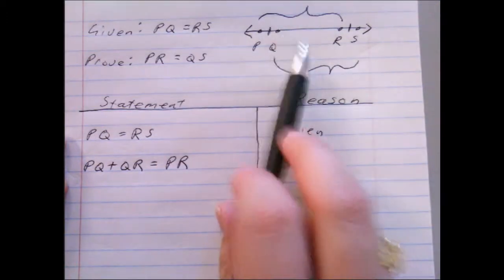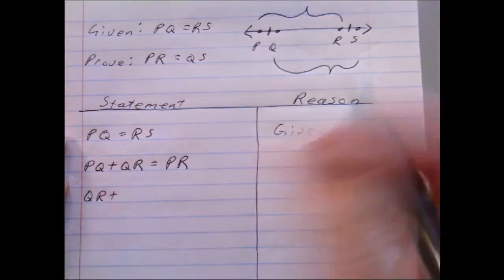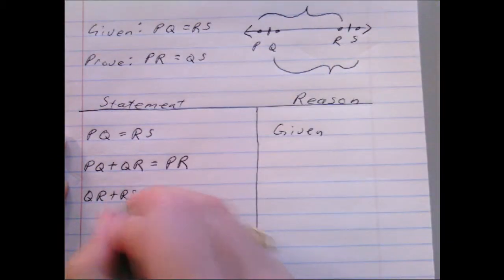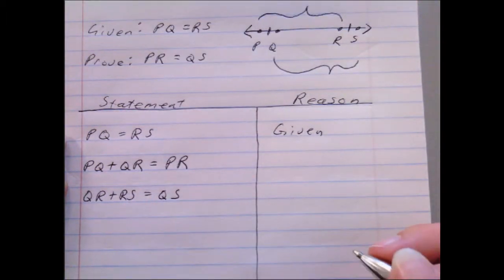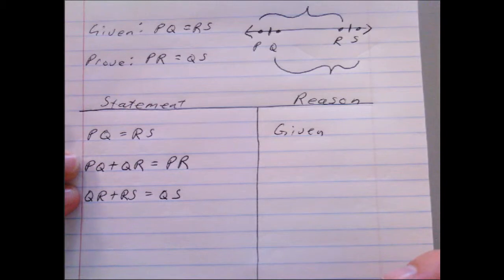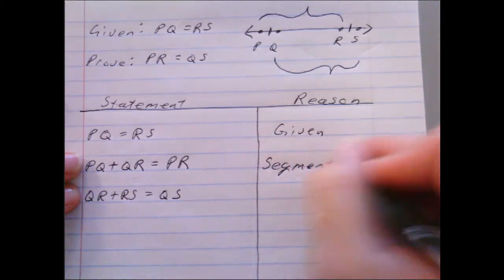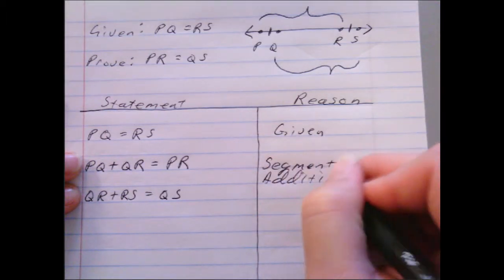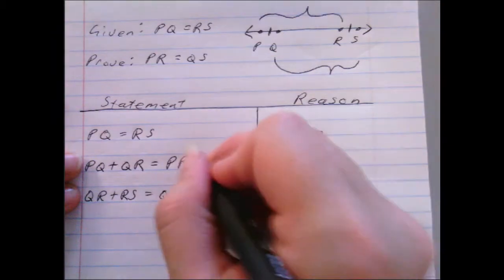And then this bottom piece here, I'm going to take my QR plus RS equals the whole thing from end to end, which is QS. And we know that these two statements are correct because that is our addition property. So that is our segment addition property. Okay? And that's these two.